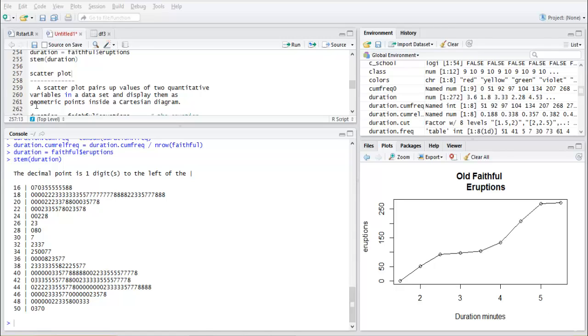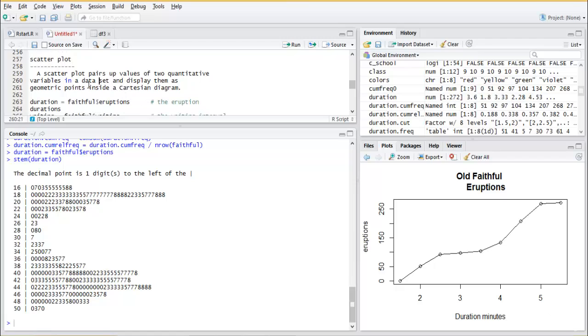Okay. So next is scatter plot. A scatter plot pairs up the values of two variables in a data set and displays them as points in a Cartesian diagram. So the way we used to draw graphs, the data scatter plot looks the same. It plots all the values on a canvas.